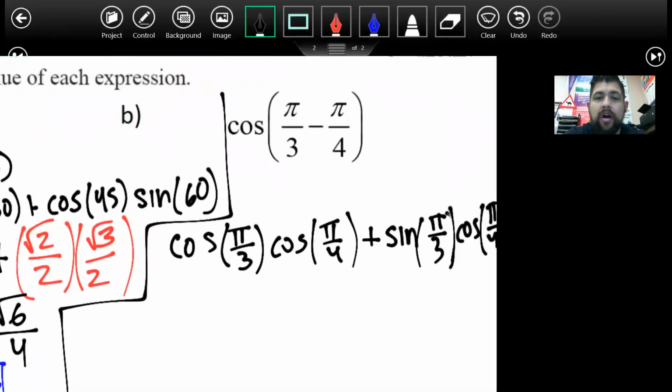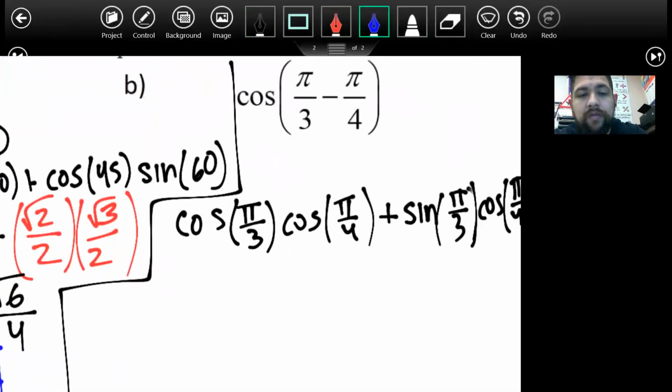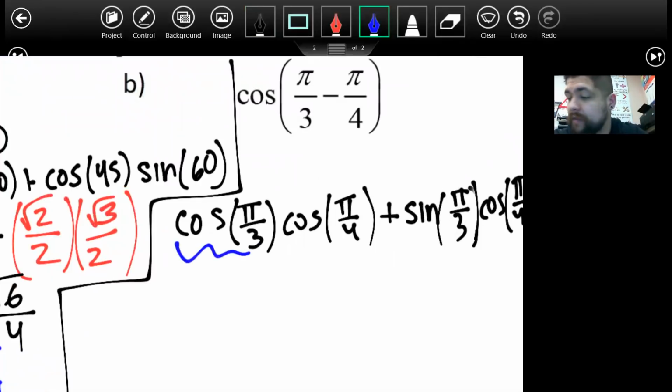Okay. So again, all we're going to do is convert our values using the unit circle. Cosine of pi over 3 is 1/2. Here's all I'm doing, looking at my unit circle. So cosine of pi over 3 is right here, which is 1/2. I want to be able to identify my values here. Cosine of pi over 4, we'll look at what cosine is. Cosine of pi over 4 is rad 2 over 2.